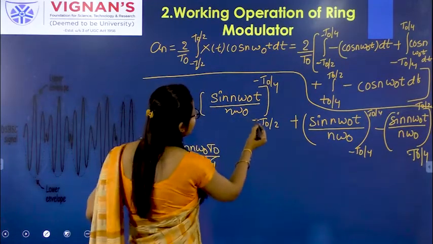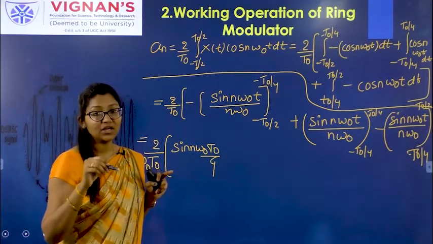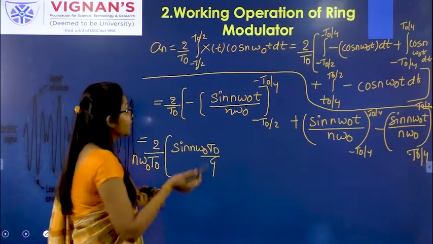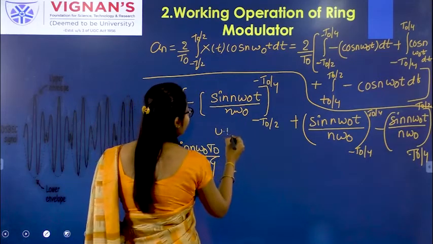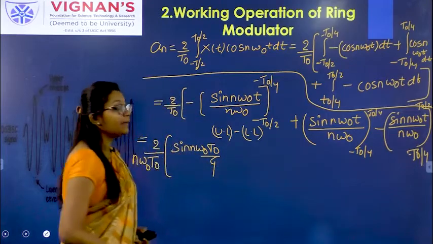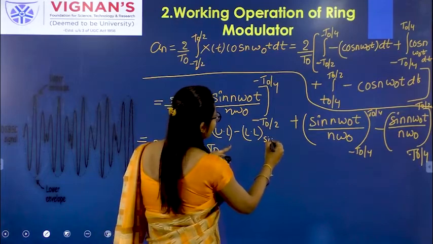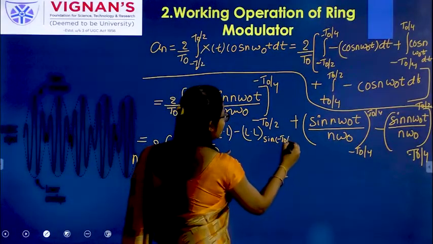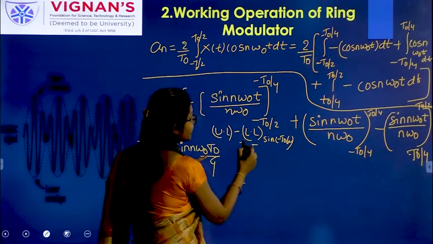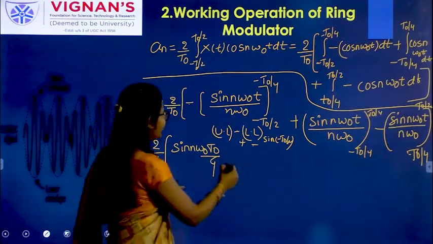So minus of minus plus. And the same way here sin n omega naught t, you are writing sin n omega naught of minus T naught by 2, where sin of minus theta means minus sin theta. There is an upper limit minus lower limit, right? So upper limit minus lower limit. So I am considering here lower limit sin of minus T naught by 2, right? Sin of minus theta means minus sin theta. So minus of minus, you will be getting plus. Again outside one more minus is there, you will be getting minus.